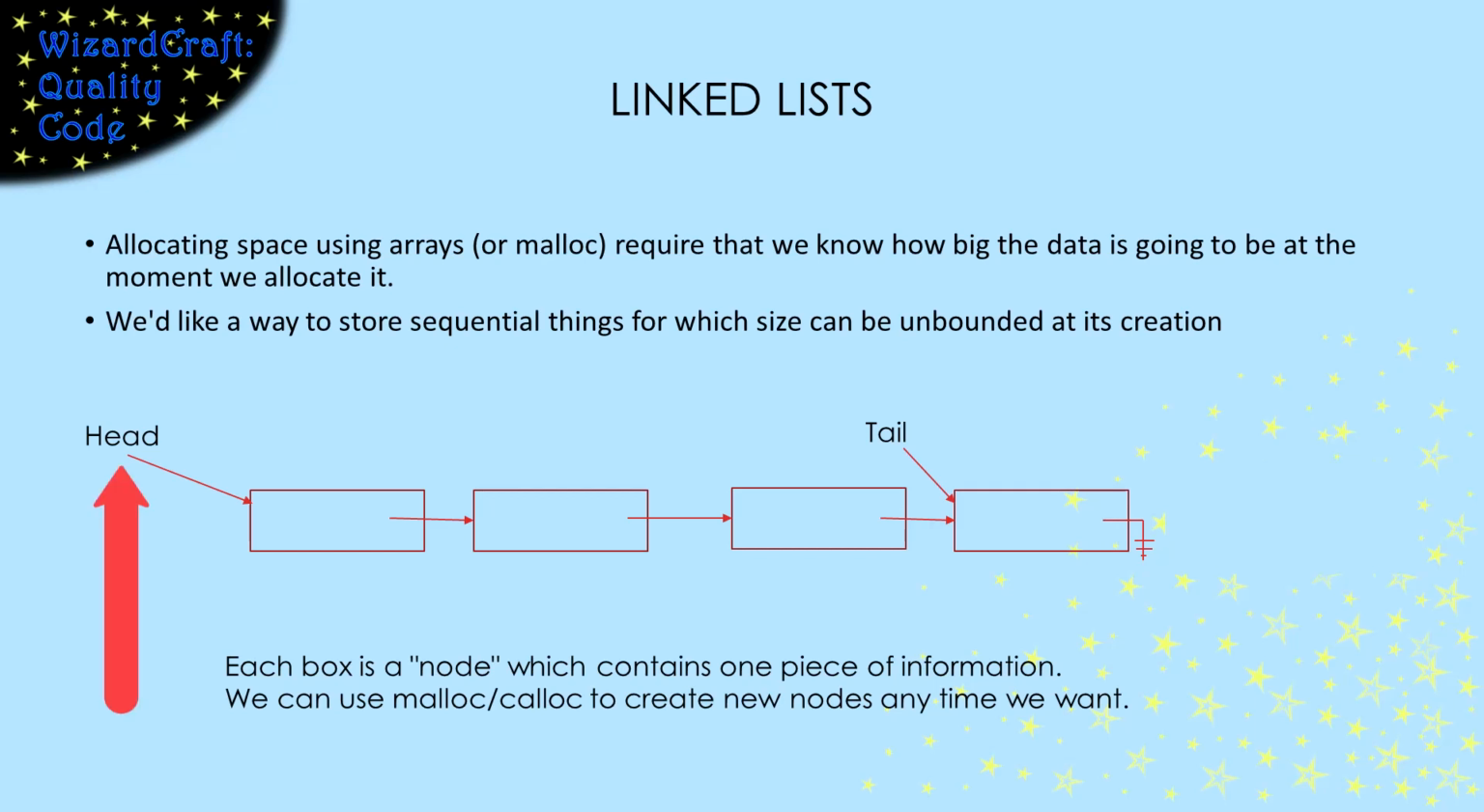We always have to keep a pointer to the first node, which we call the head of the list, and sometimes we need a pointer to the last node, which we call the tail of the list. Since the last node does not have a node to point at, we make its next pointer null.